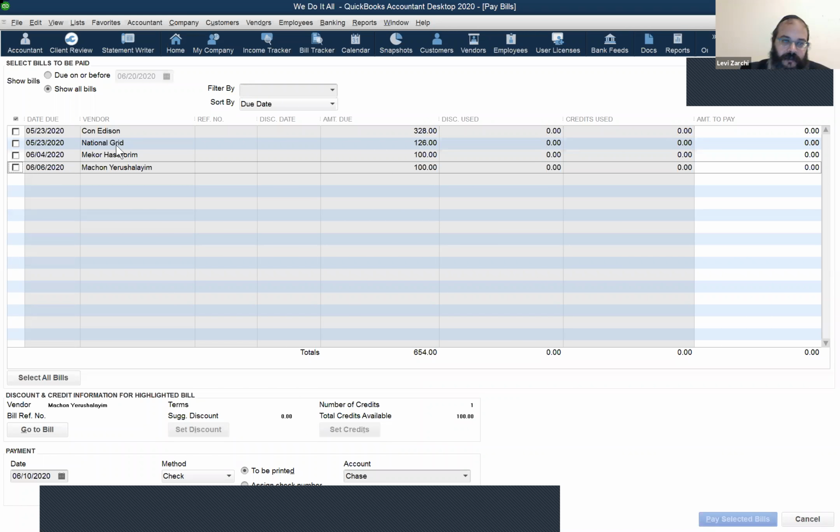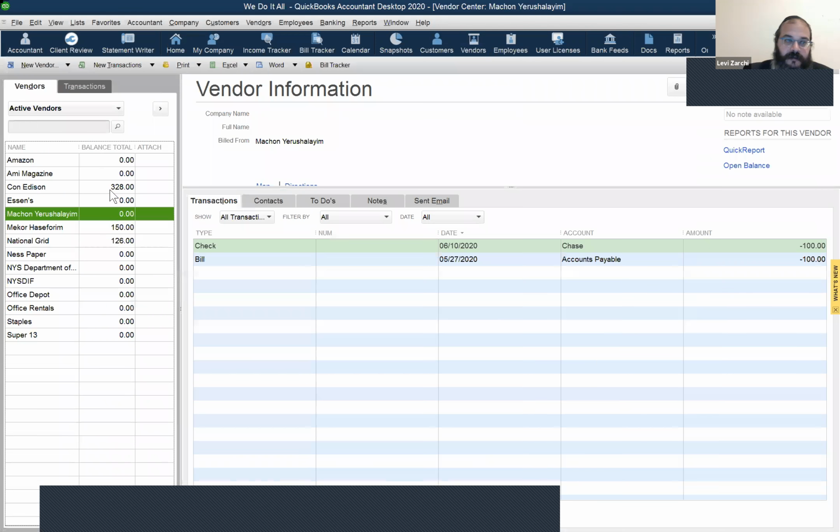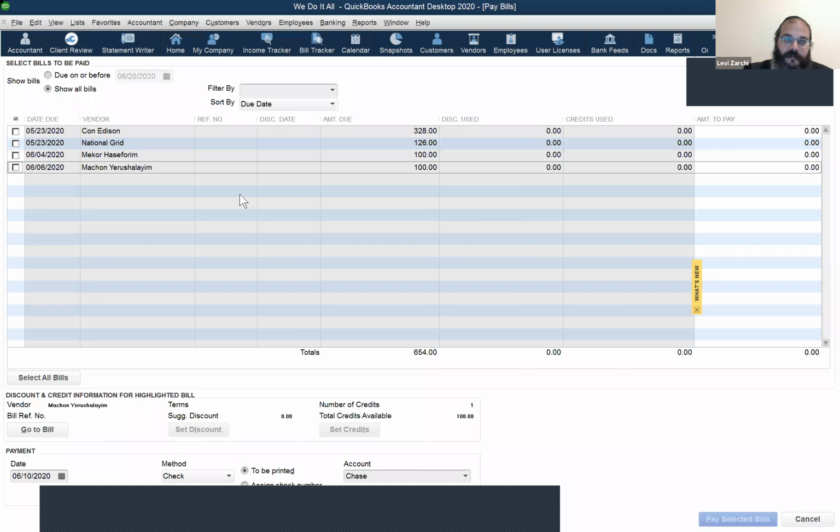So we know that Machan Yerushalayim is wiped out. There's no balance. That's what you see in the vendors. There's nothing left. But as far as the bills are concerned, the bills are unpaid because you didn't select the bill. Maybe it's an earlier bill, but the credit is here. So this is called misapplied credits. So all you gotta do, right? Now, I chose this only because I highlighted Machan Yerushalayim. I didn't select the invoice yet, but if I highlight a different vendor, there are no credits available. I highlight Machan Yerushalayim, there's a credit of $100.